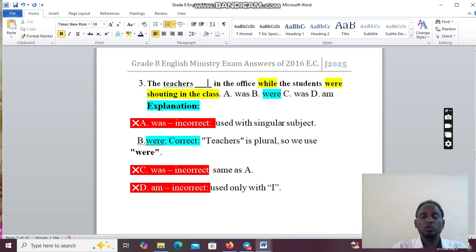So the correct choice is were. A, was is incorrect. This is used with a singular subject. And B, were is correct. Teachers is plural, so we use were. C, was is incorrect because this is also singular. Is is incorrect because it usually goes with I. And that is all for question number 3.